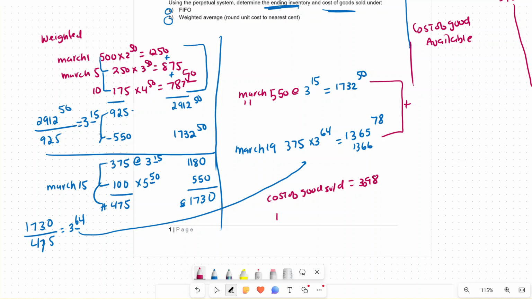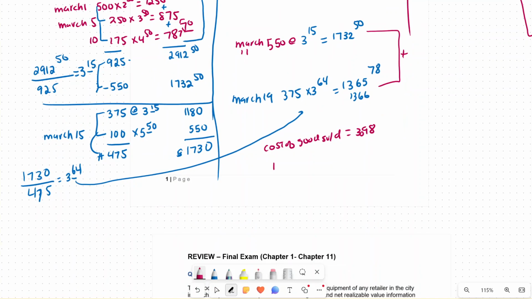And if I wanted my ending inventory, I have 100 units in my ending inventory. So the ending inventory will be at the cost that we have it in our books. In this case, 100 units at $3.64, and my ending inventory is $364 worth left at the end of the year. So that was my weighted average and FIFO, and we're using a periodic inventory system. That's what we calculated.